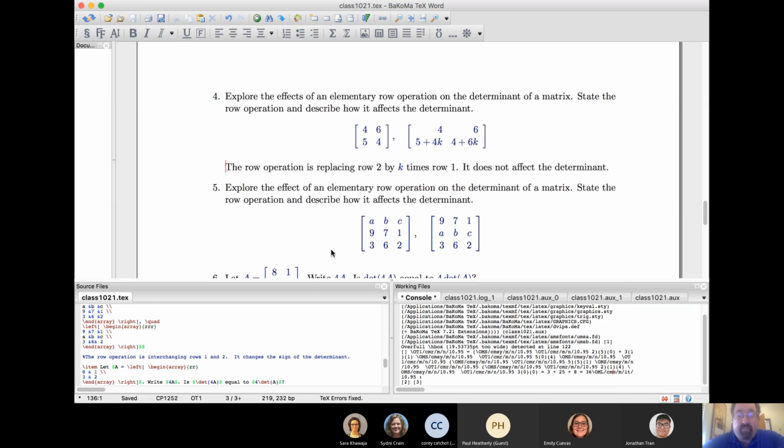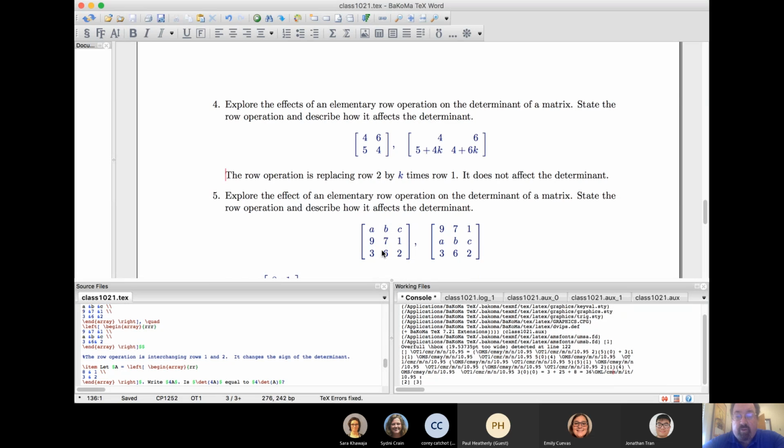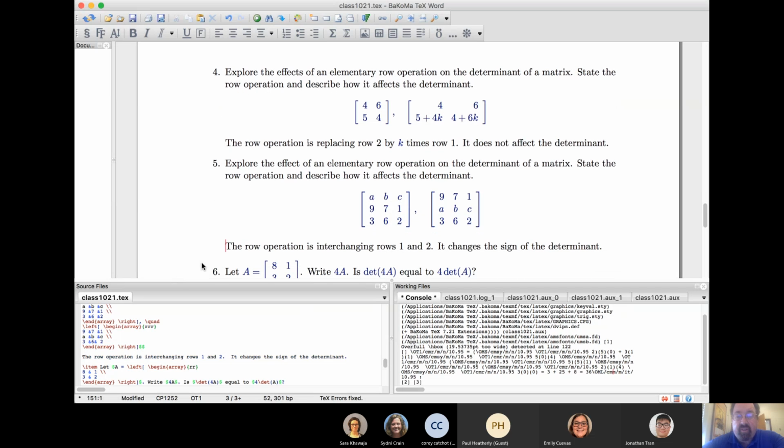All right. Here we have another row operation being performed. What we can see here is that this matrix comes from this one by swapping 2 rows. So that actually does change the determinant. If you interchange 2 rows of a matrix, it changes the sign. It negates the determinant.